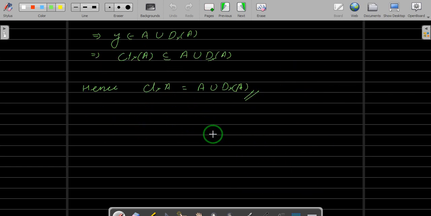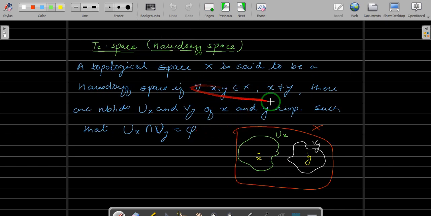Because here for a T2 space we need their intersection to be empty. And of course, if the intersection is empty, then Y cannot be in Ux and X cannot be in Vy. If that is the case, then the intersection cannot be empty. Because you know that X belongs to Ux, and Y belongs to Vy, because those are the neighborhoods of X and Y respectively. Now suppose Y is in Ux, then X and Y are in Ux, and that will imply the intersection of both is not empty. Okay, so you can write that.